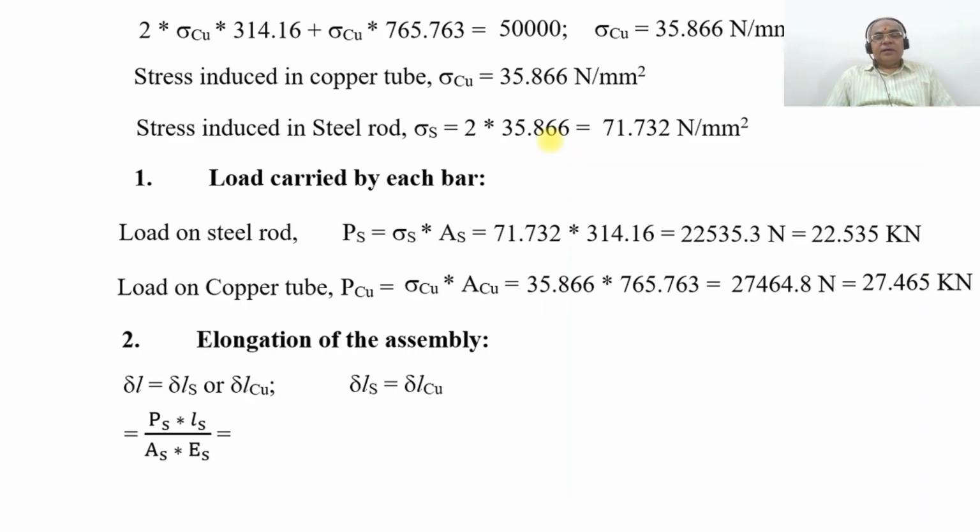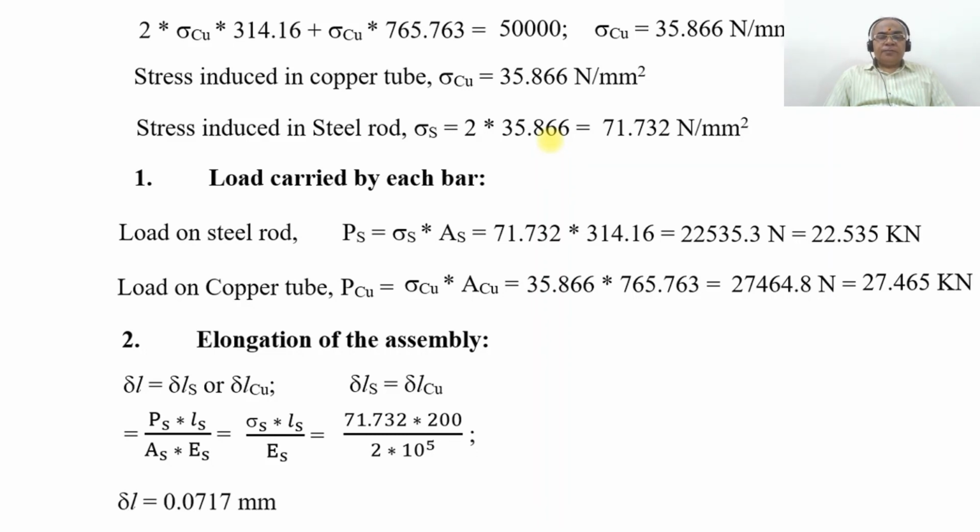Here we have calculated using PS into LS by AS into ES. So substitute the values of PS, LS, AS and ES. Or, since you know the value of sigma S, you can also take it as sigma S into LS by ES. You know the stress, which is 71.732, into the length of the steel rod, which is 200, divided by 2 into 10 to the power of 5, which will be equal to 0.0717. So this is how you will be able to solve this problem. Thank you.